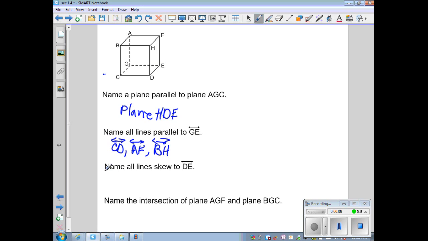Name all lines skew to line DE. Therefore, we need lines that don't intersect with DE, but also that are not contained in the same plane as DE. Here is line DE. FH does not intersect, but is in the same plane. Therefore, they are parallel. AB does not intersect, but they are in the same plane. Therefore, they are parallel. And CG does not intersect, but are in the same plane. Therefore, they are parallel. The lines that do not intersect, but are in different planes would be line BH and line AF.